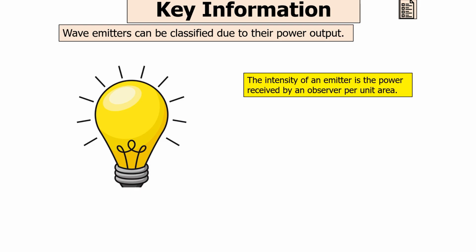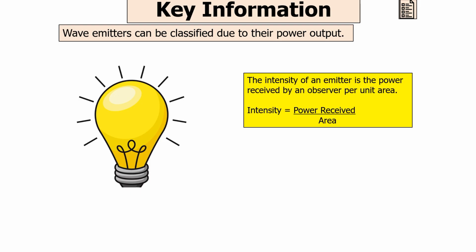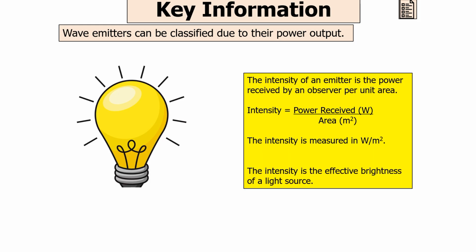The intensity of an emitter is the power received by an observer per unit area. The full definition is that the intensity of a wave is the rate of energy transmitted, the power, per unit area at right angles to the wave velocity. So intensity is the power received over the area, measured in watts per meter squared, as power is measured in watts and area in meters squared. We can consider intensity as the effective brightness of a light source.